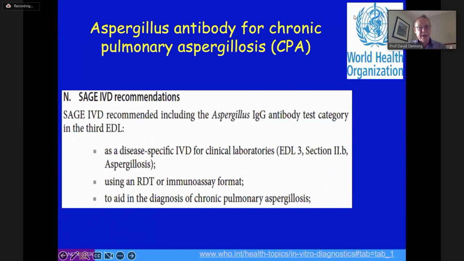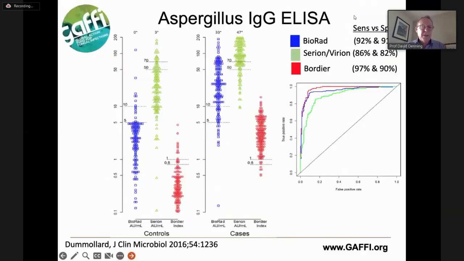And this was their active recommendation of Aspergillus IgG testing as a disease-specific test for clinical labs to aid in the diagnosis of chronic pulmonary aspergillosis. So there are different tests. I've mentioned the Immunocap test, which is the one that we tend to use in the UK, which is a semi-automated platform. There are 3 ELISAs. In fact, there are more, but there are certainly these 3. Bio-Rad have a good ELISA. So does Serion Virion. Its performance is not quite so good. And then the Bordier assay is also pretty good.